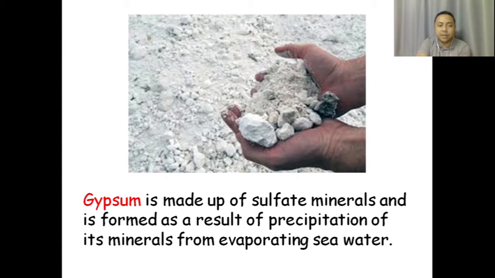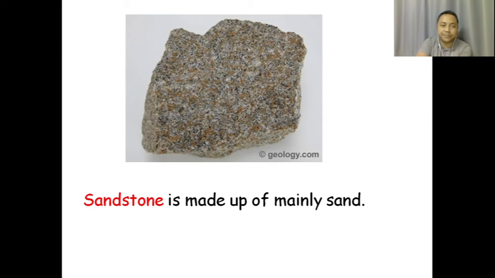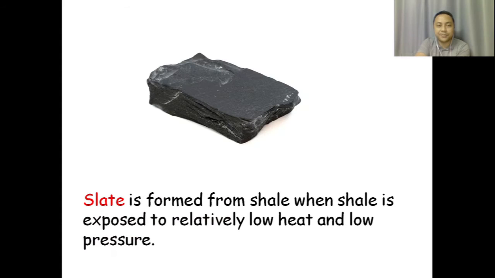Gypsum is made up of sulfate minerals and is formed as a result of precipitation of its minerals from evaporating seawater. Coal. Coal is made up of decaying dead animals and plants. Sandstone. Sandstone is made up of mainly sand. This one here is a slate. Slate is formed when shale is exposed to relatively low heat and low pressure.